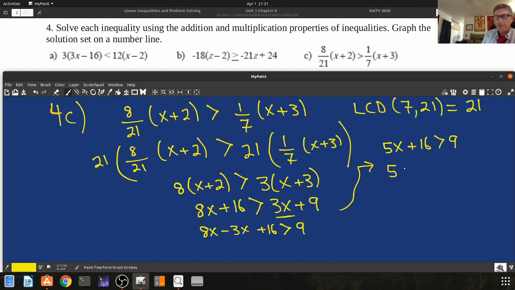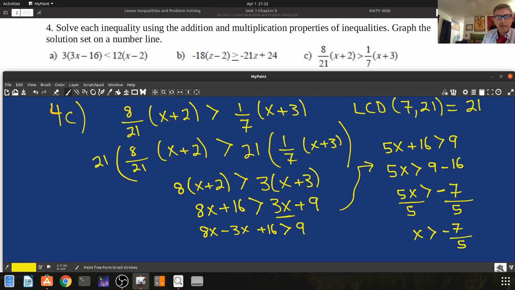So now I'm going to move the 16 to the other side. It becomes negative. So that's 5x is greater than 9 minus 16, which is minus 7. So I'm going to divide both sides by 5. And that gives me 1x. So the answer is x is greater than minus 7/5.